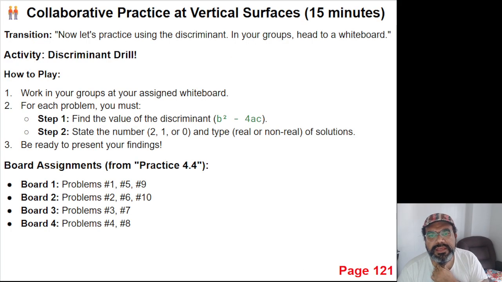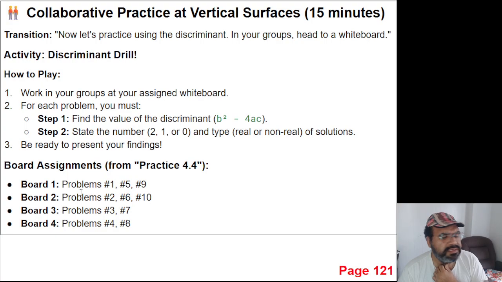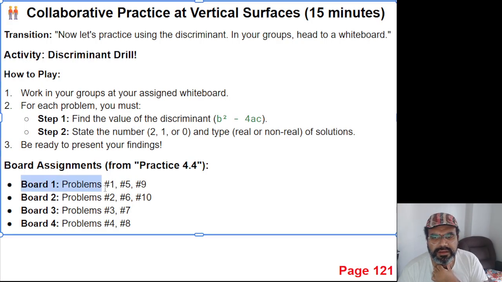Okay, guys, here is my suggestion to you right now: you go to the board, 15 minutes, and practice those problems. Focus on the problems I just highlighted over here. You don't need to go to the board. You can practice exactly where you're sitting.